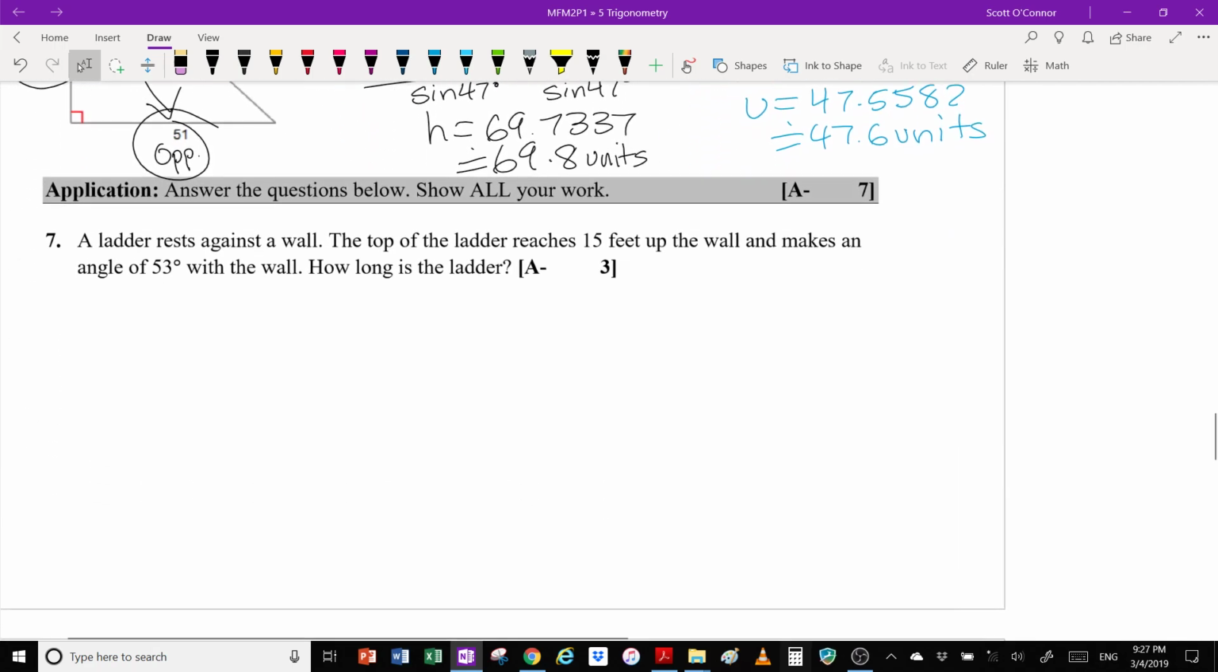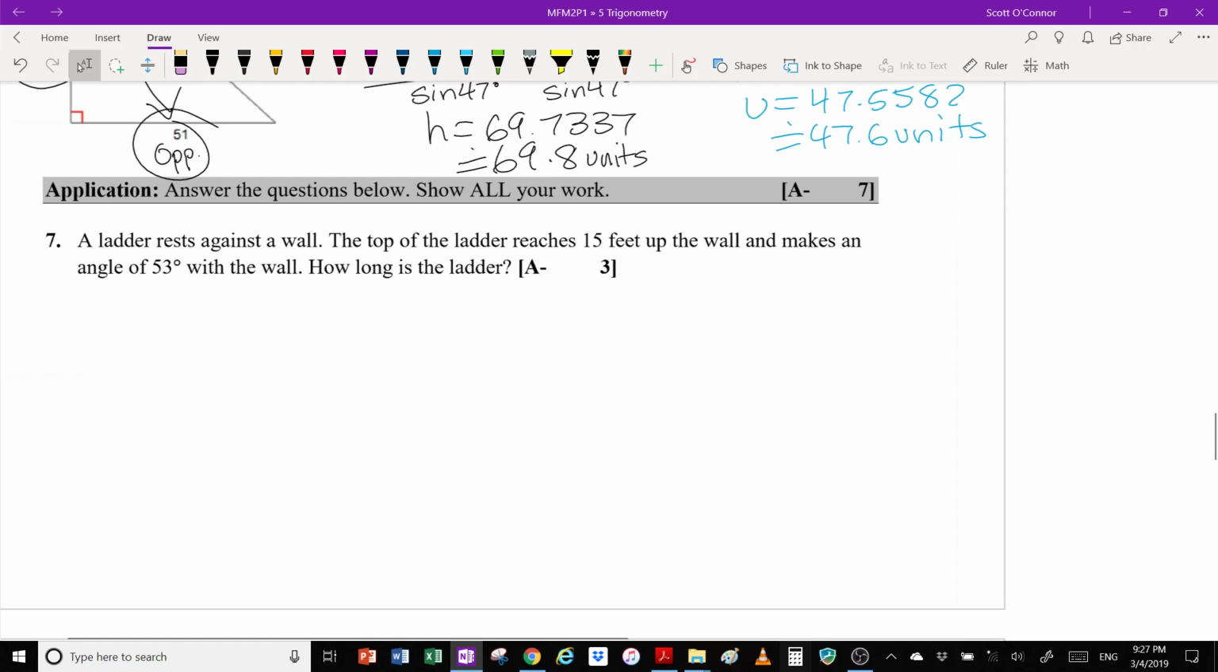Now we can move on to question number 7. A ladder rests against a wall. The top of the ladder reaches 15 feet up the wall and makes an angle of 53 degrees with the wall. How long is the ladder?